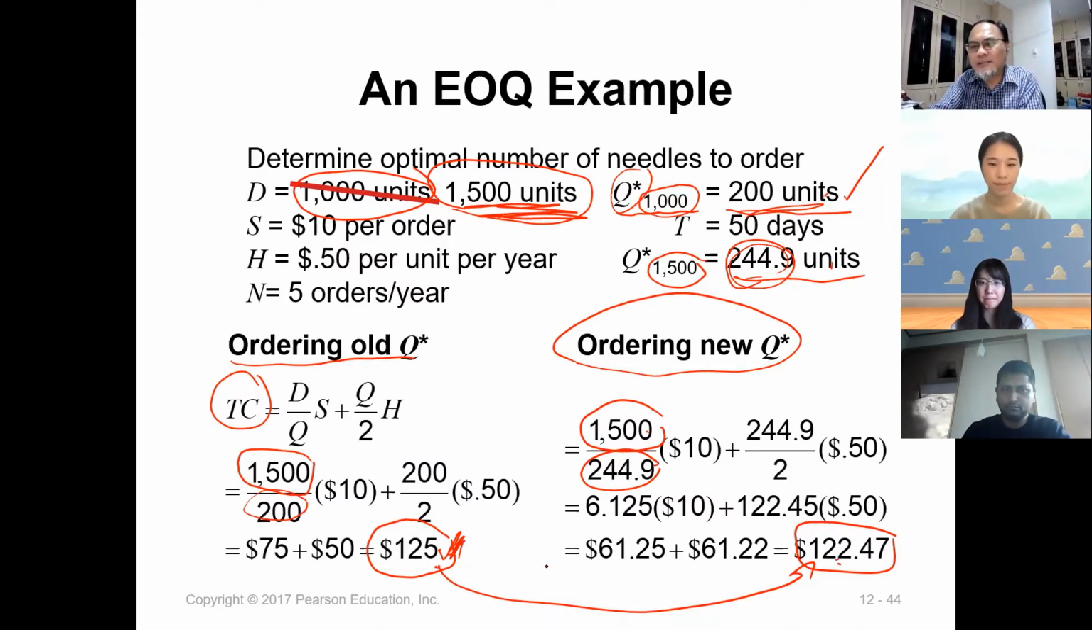That's why it means robust. It is stable, even though demand changed quite a lot, to 1,500. But I still keep to the 1,000 unit EOQ. The EOQ for 1,000 units is 200. That means I still order at 200. The cost is 125. But if you still insist on using the new EOQ, which is 244.9, the cost is only 122. The total cost reduction is so small. That's what it means by a robust model.